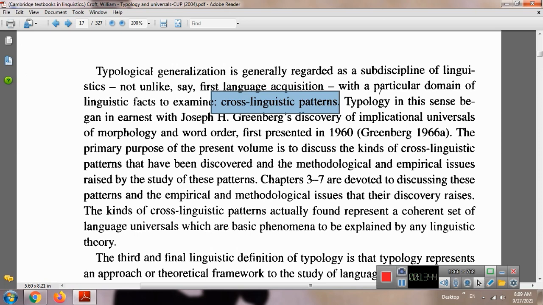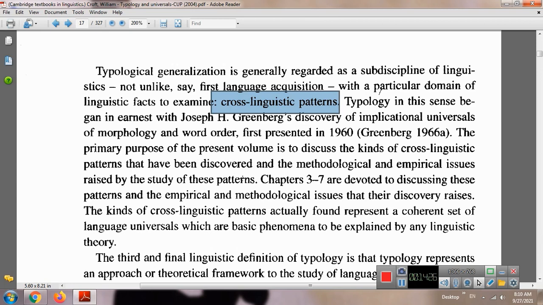Dear student, Joseph Greenberg was the first person who found the implicational universals, and defined them and introduced them, which his first implicational universals were concerned with morphology and word order, mentioned in 1960. The primary purpose of the present volume is to discuss the kinds of cross-linguistic patterns that have been discovered and the methodological and empirical issues raised by the study of these patterns.